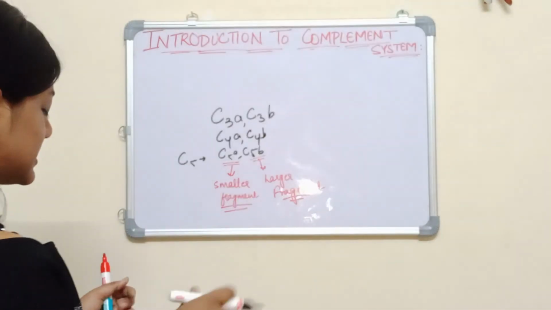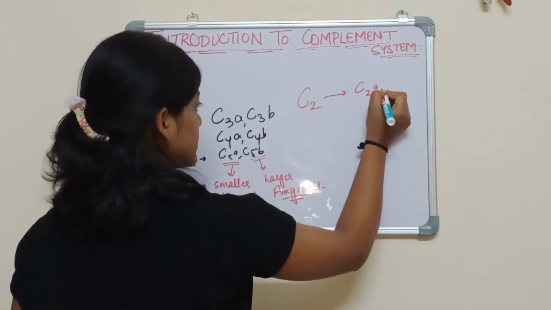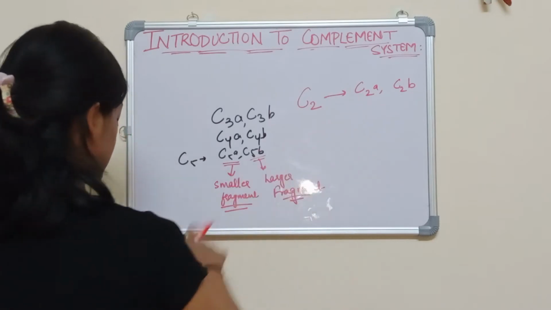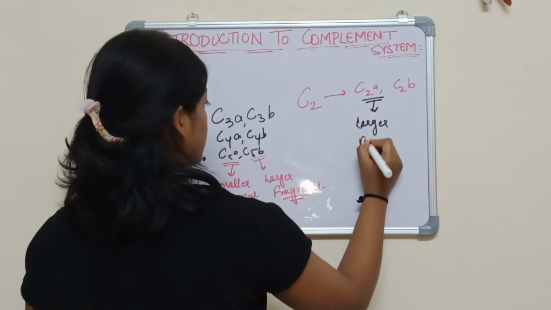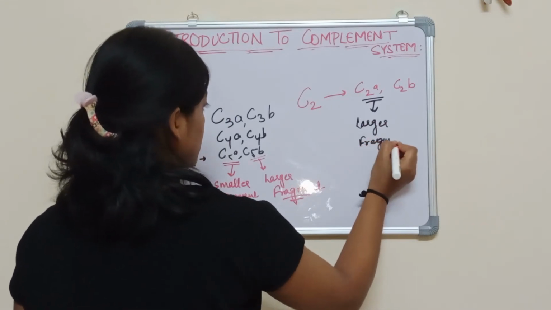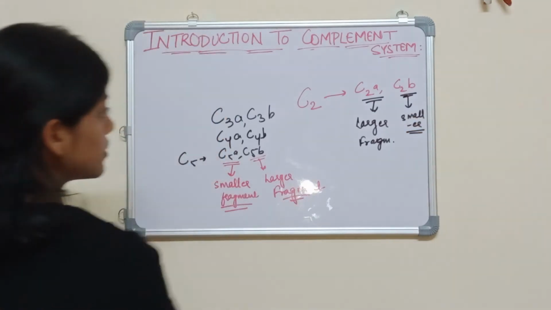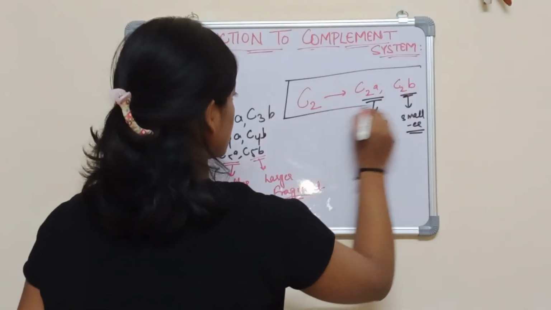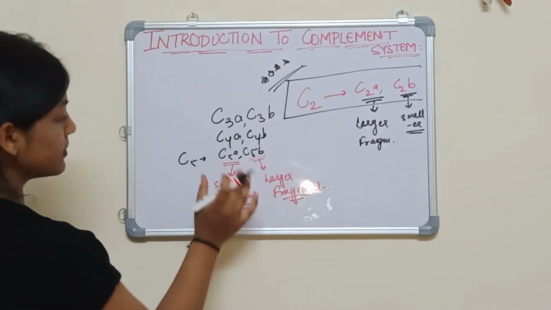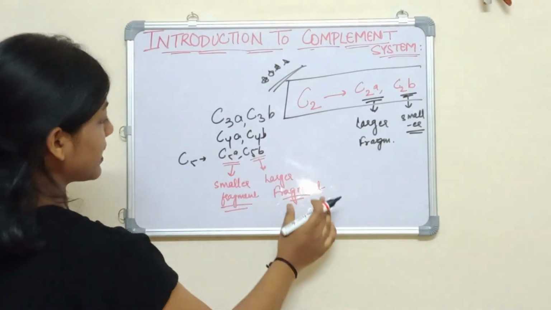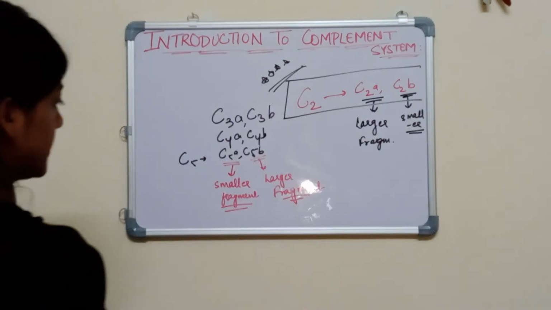But there is an exception, that is the C2. The C2 has C2A and C2B, but in this case, C2A is the larger fragment and C2B is small. This is the exception, so this is important to remember. Rest will be, A part will be smaller and the B part will be larger, but it is opposite in the case of C2.